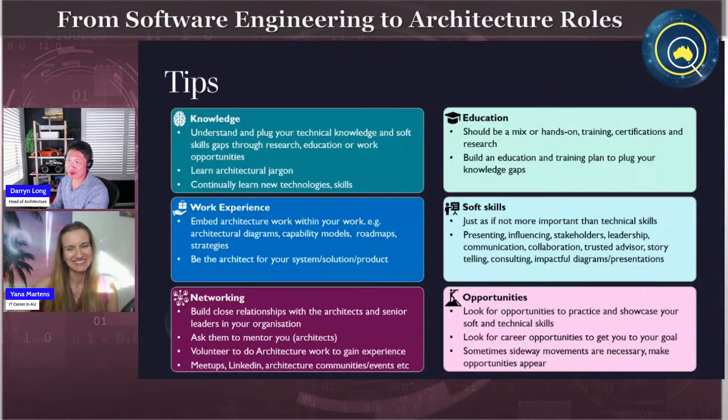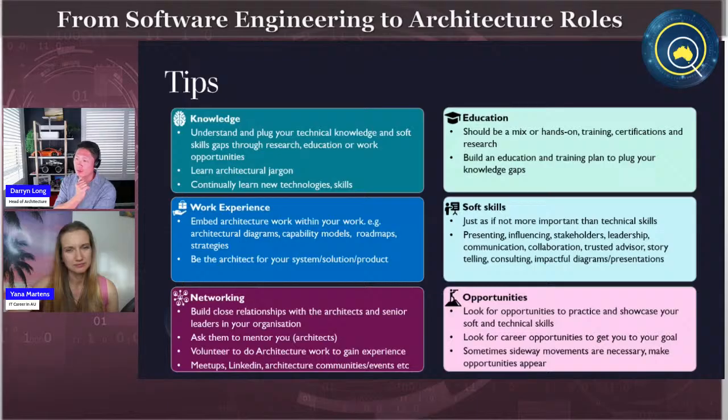Some people might be ready to go straight away, and some people might need to invest time in certain aspects of their soft skills or technical skills. So it really depends, and it's also opportunity. An opportunity might present itself even though you're not ready. You just grab it, right? You go for it.